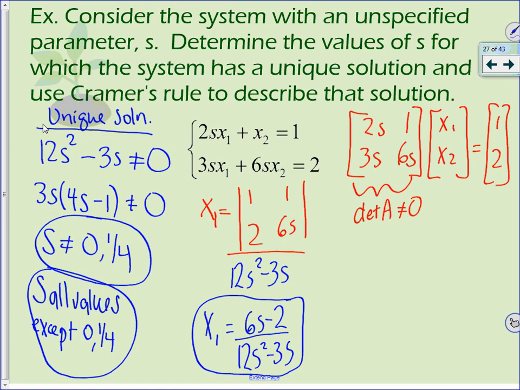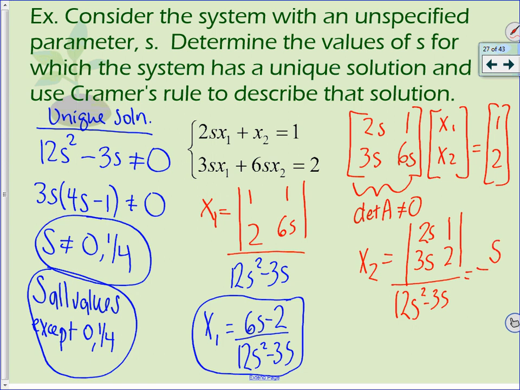And I think on your test, I changed these to m's because I got really annoyed with the s's in the 5 situation. So for x2, we're going to replace column 2 with the solution vector 1, 2. Other questions? 2s and 3s. So I would get 4s minus 3s, which is just s, over 12s squared minus 3s.